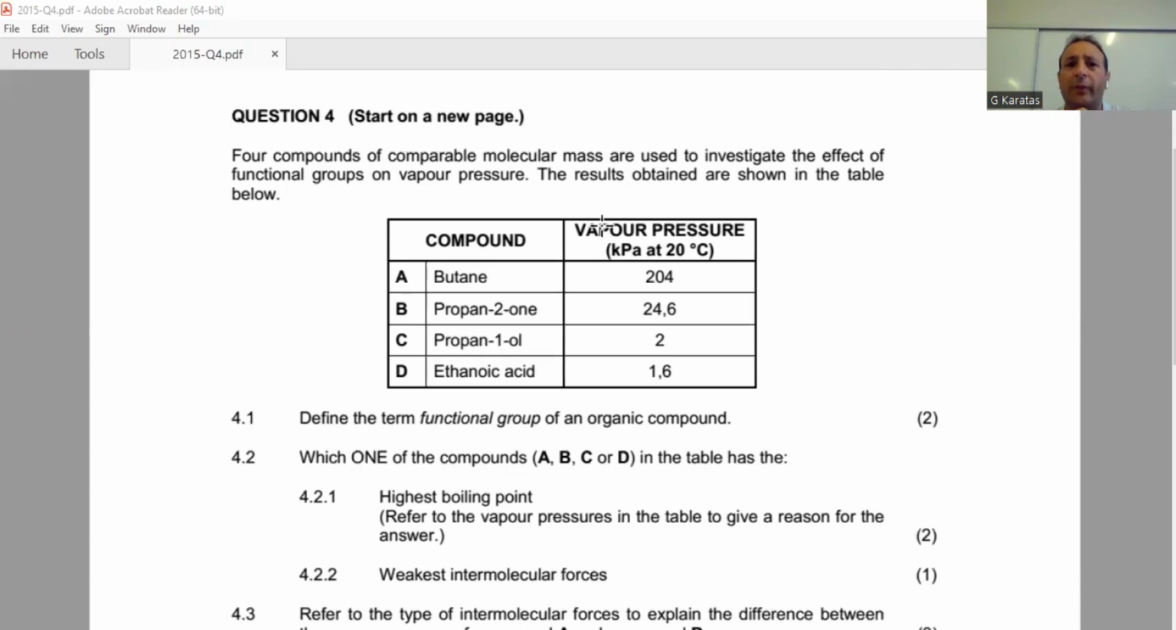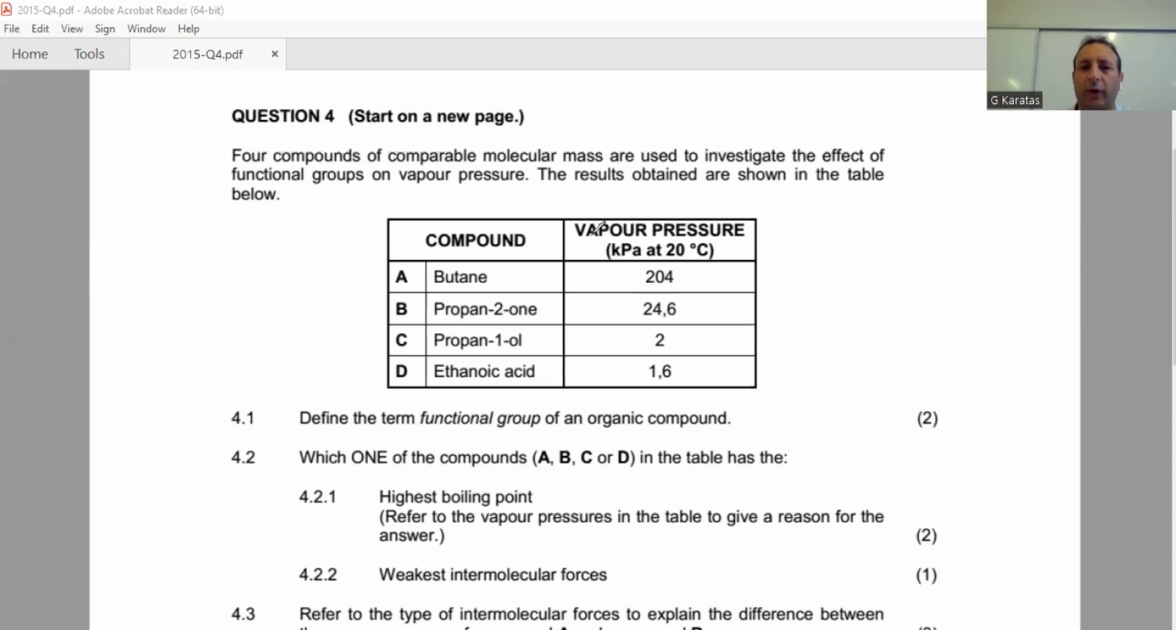4 compounds of comparable molecular mass are used to investigate the effect of functional group on vapor pressure. The results obtained are shown in the table below. Those compounds are A, butane, compound B, propan-2-one, compound C, propan-1-ol, and compound D, ethanoic acid.